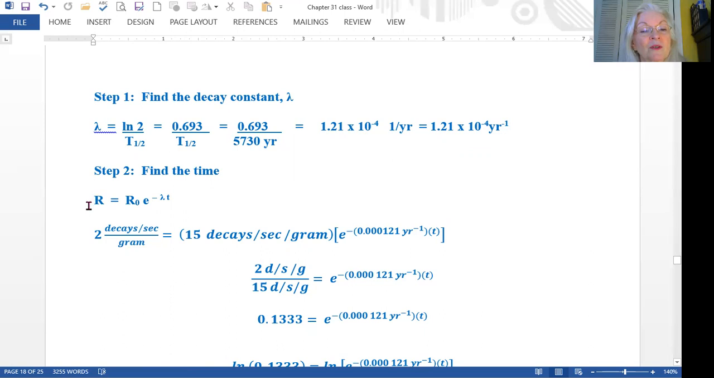We use our formula, R equals R0 e to the minus lambda t. So 2 decays per second per gram is the same as 15 decays per second per gram. I know it's written kind of funny, I apologize for that. You could have written it just like this and been just fine, because we're going to divide. And it's equal to e to the minus, here's our lambda from up here, times t. So divide both sides by 15 and we get 0.1333. And that leaves us e to the minus lambda t on the right side, where lambda is this long little digit.